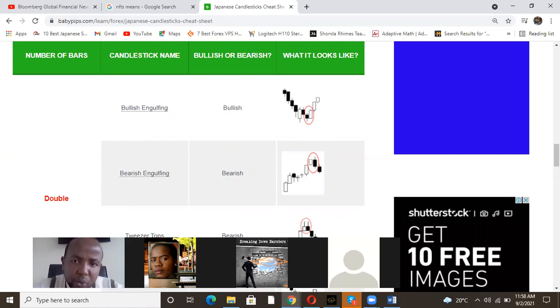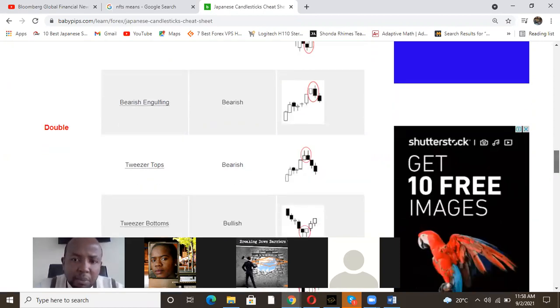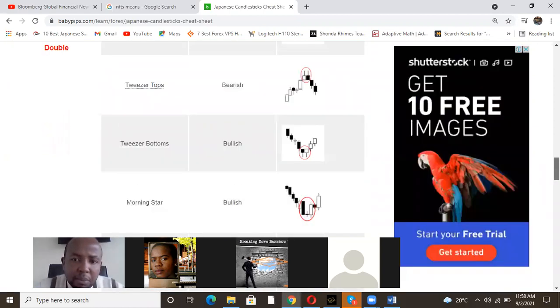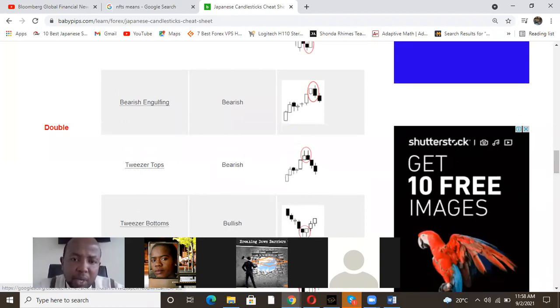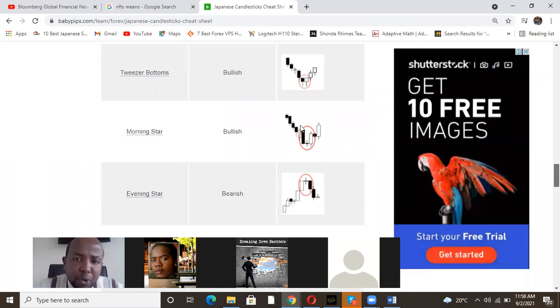For you to understand candlesticks, you'll have to keep doing it over and over again. You have tweezer tops and tweezer bottoms. For this one, always check the time frame you're using, number one. This is called the morning star. Look, there was a strong seller, then there was an indecision followed by a strong bull candle. What does that mean? Of course, there was a reversal. If it's bearish, there was a strong buyer, then an indecision, this is a doji, followed by a bear candle. This of course means there was a sell.